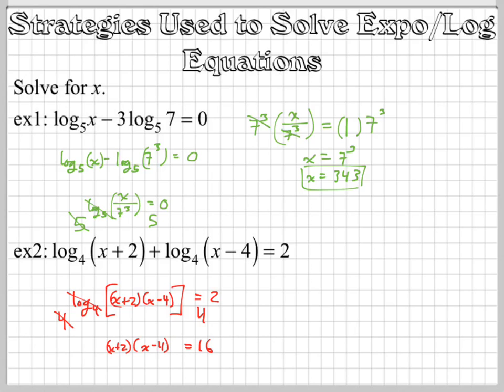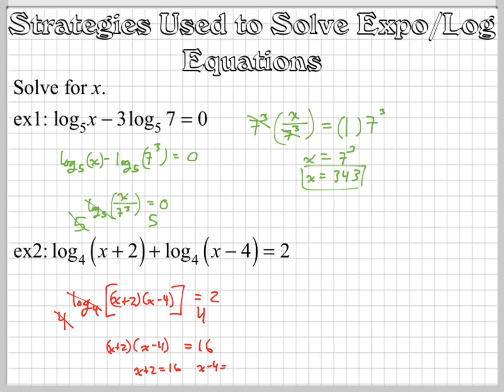Now if you do this, you're wrong. Don't do this. If you say x plus 2 equals 16 and x minus 4 equals 16, that's wrong. That's not true. You can't do that. You are trying to use a 0 property when it doesn't equal 0. It equals 16. It has to equal 0 in order to use a 0 property.